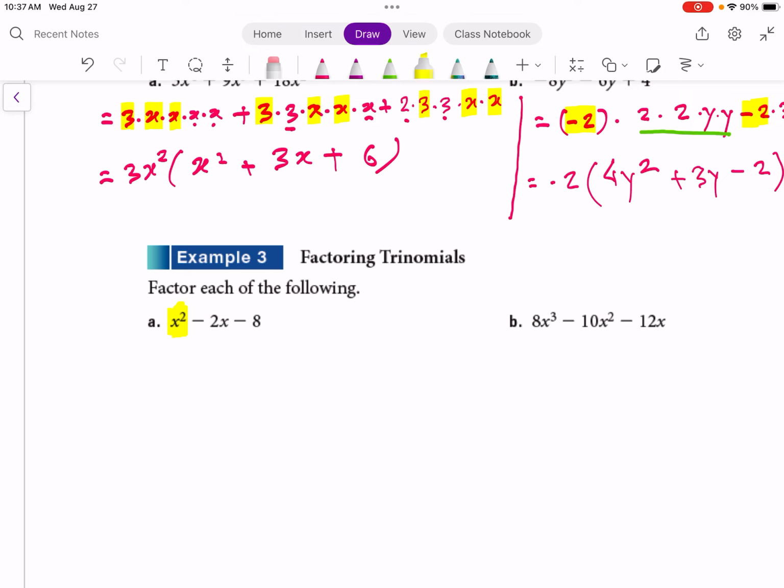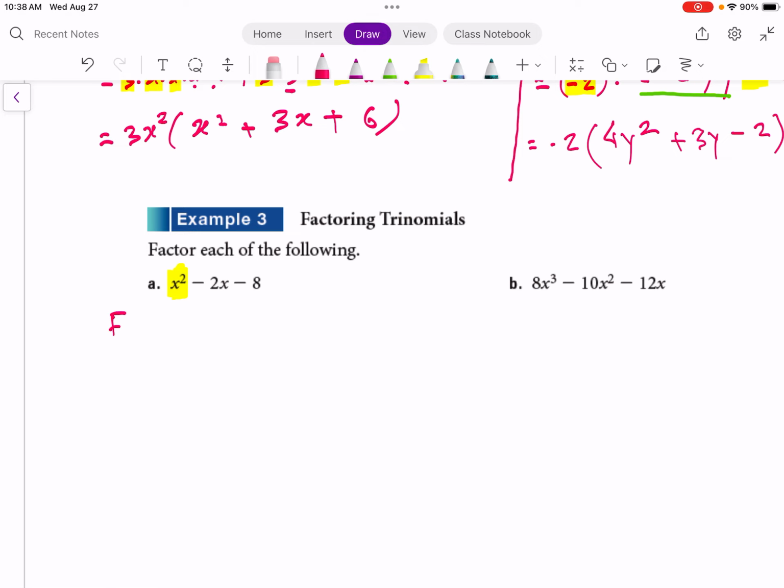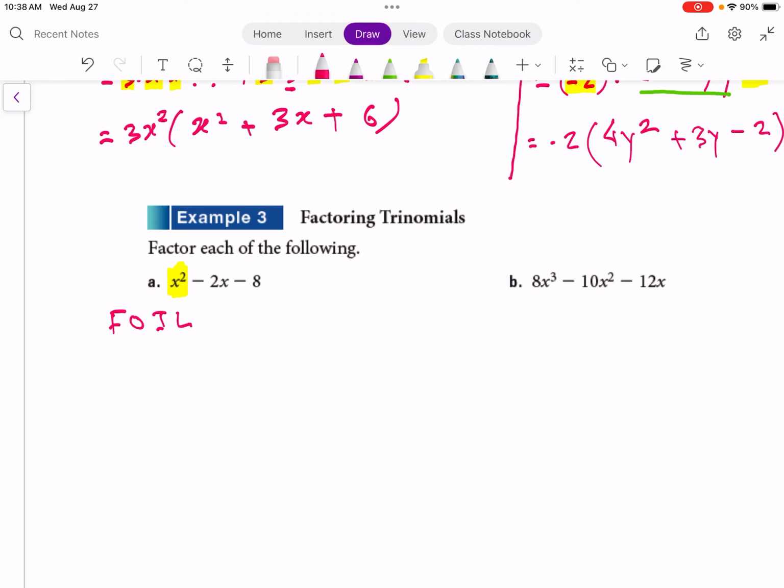If your trinomial has a coefficient of the square term equal to 1, then we use the FOIL method. So we use the FOIL method here. From this method, we will have 2 factors, so we need to find the 2 factors. Next, let's find the first terms whose product is x squared. Can you think of 2 terms whose product is x squared? x and x, right? So our first term is x, x. So x times x is x squared.